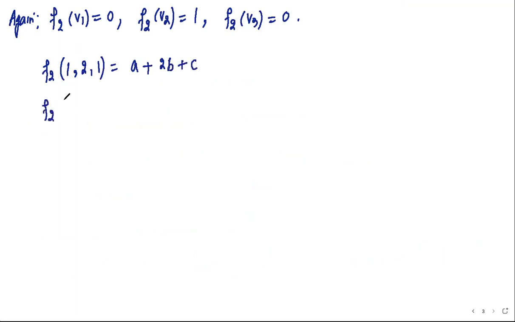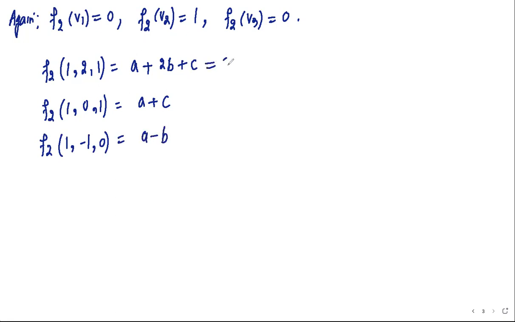And f2 of (1, 0, 1), which is our v2, will be equal to a plus c. And similarly, f2 of (1, -1, 0) is equal to a minus b. But now f2 of v1 is equal to 0, f2 of v2 is 1, and f2 of v3 is again equal to 0. So therefore, this equation gives us a is equal to b. And now this equation gives us a plus c.